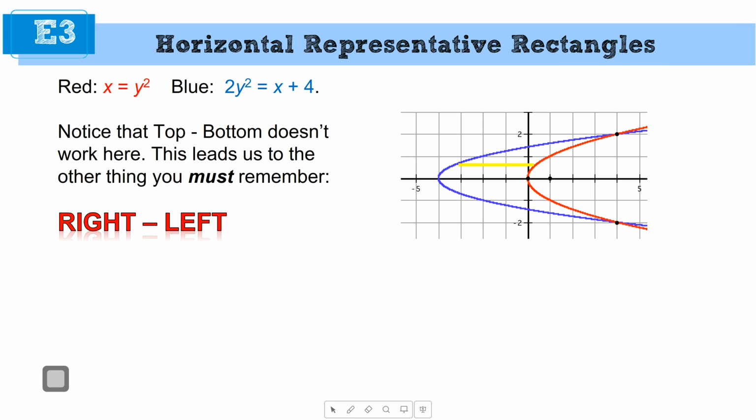Okay, so top minus bottom no longer works because our rectangles run horizontally. Therefore, we switch from top minus bottom to right minus left. Now, why right minus left? Because we read from right to left.